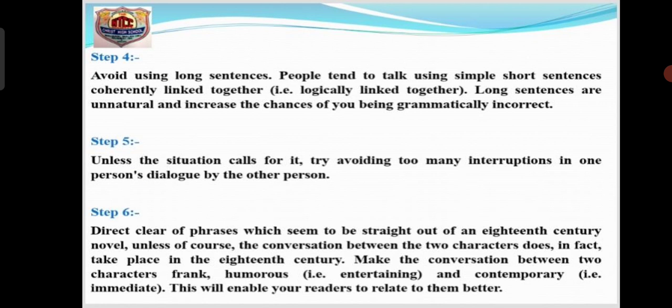Make the conversation between two characters frank, humorous, that is entertaining, and contemporary. Contemporary, that is immediate. Okay, children. This will enable your readers to relate to them better.